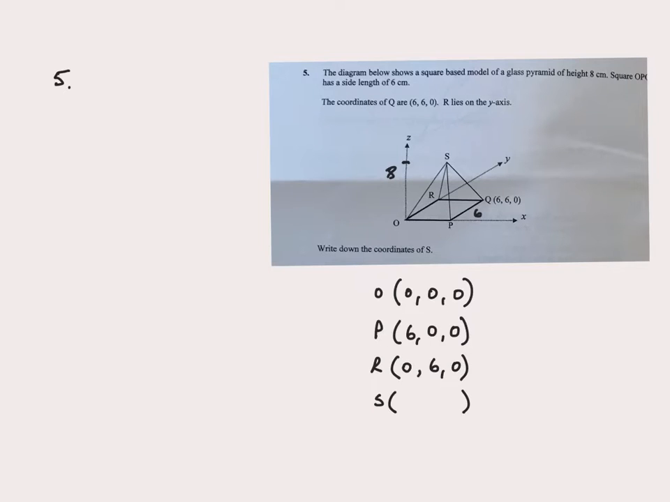Now, can you see, let me just remove this information, that in order to get to S we have to start at the origin. We're going to move halfway along OP, so that distance there is 3. Then we're going to move in to the centre of the bottom square, so that distance then is 3 as well. And then it's straight up, 8. So 3 on the x, 3 on the y, and 8 in the z direction.